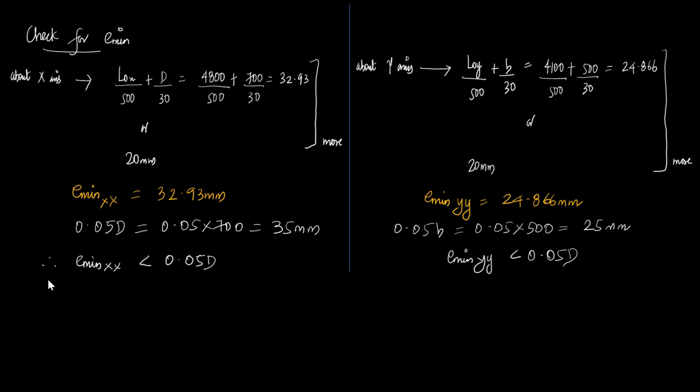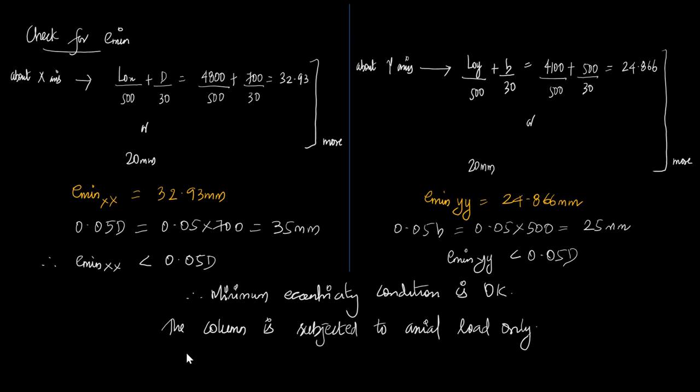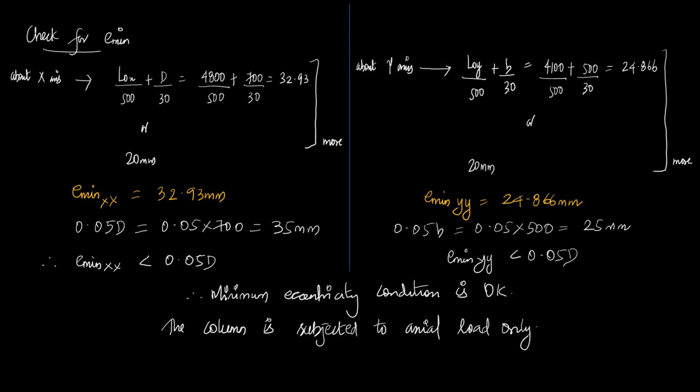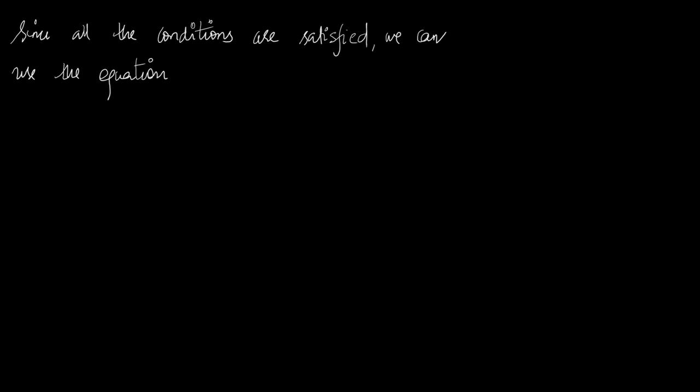I can say here E minimum XX is less than 0.05 D and E minimum YY is less than 0.05 D, which means the minimum eccentricity condition is okay. Both the axes it is less than 0.05 D, so the column is subjected to axial load only. The column is a short column subjected to axial load only, so I can use this equation, that is PU is equal to 0.4 FCK AC plus 0.67 FY ASC.